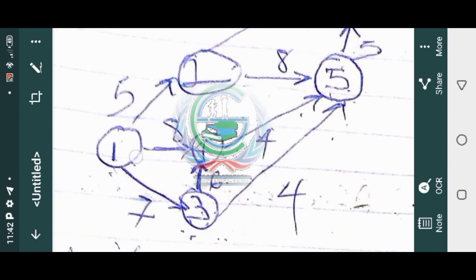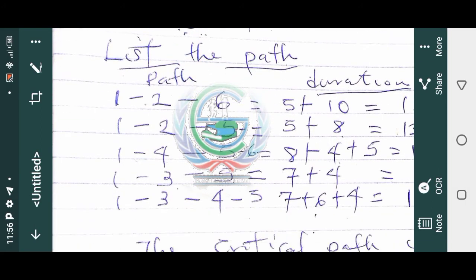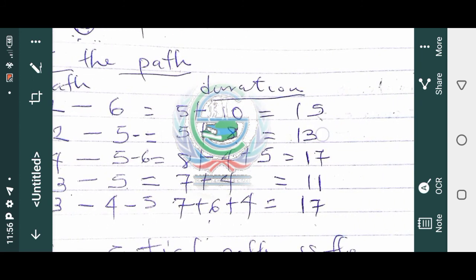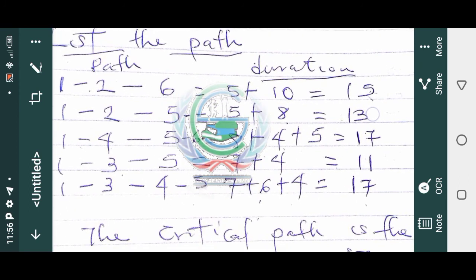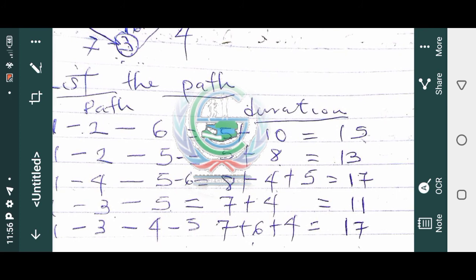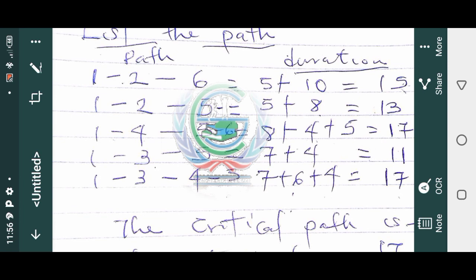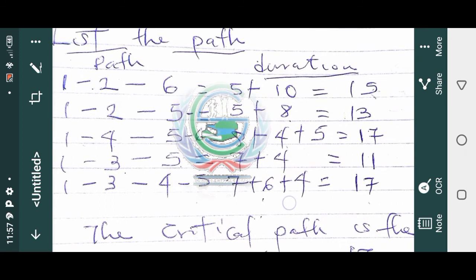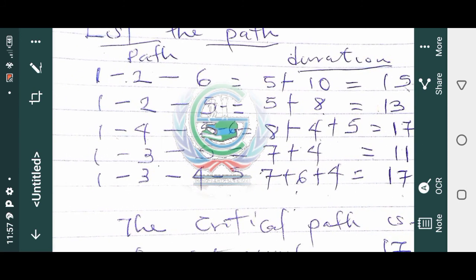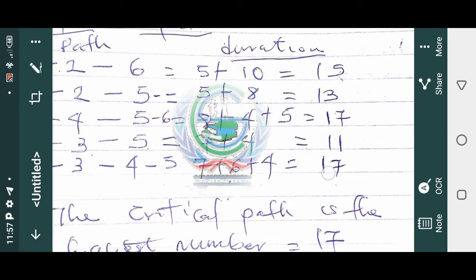Then we have 1, 2. Okay, so now we've gotten the paths. So the path now is 1, 2, 6. When you go down now, you get the durations. Don't forget, the duration for 1 to 2 is 5. Duration for 2 to 6 is 10. So you add that: 5 plus 10 is 15. Duration for 1 to 2 is 5, then 5 plus 8. So we just add everything we've got in here together to give us what we have here.